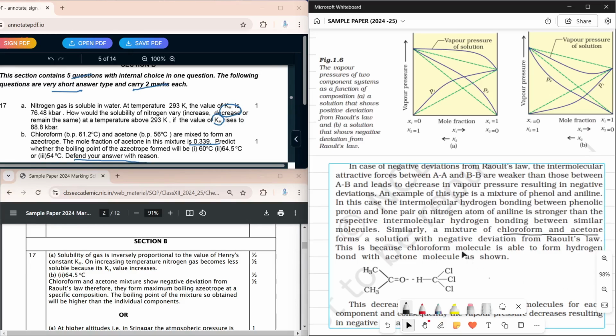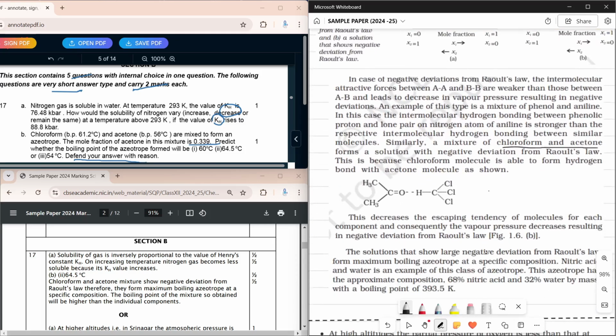Chloroform and acetone, this particular mixture, undergoes a negative deviation from Raoult's law. This is because the A-B interaction, that is the interaction between chloroform and acetone, is much stronger because of the formation of an intermolecular hydrogen bond. This in turn leads to a negative deviation from Raoult's law. Now, we also learned about azeotropes under this. The solutions that show a large negative deviation from Raoult's law will form maximum boiling azeotropes at a specific composition. Because it is forming the maximum boiling azeotrope, and because of the negative deviation from Raoult's law, the boiling point will be 64.5.